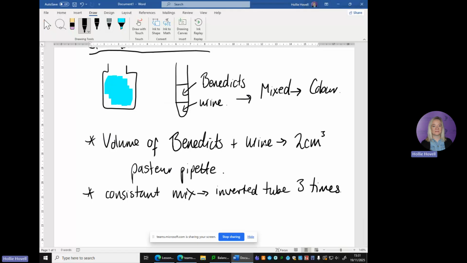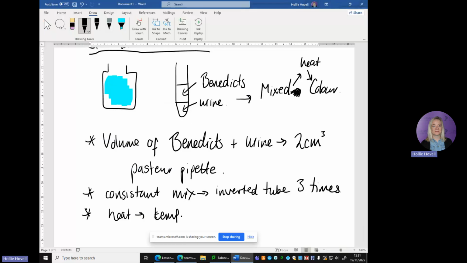And then in terms of looking at the colour, oh, sorry, I forgot you have to heat it. So in here, we heat and then we look at the colour. So in terms of heating it, we put it in a water bath. So to heat it, we should have used a constant temperature.